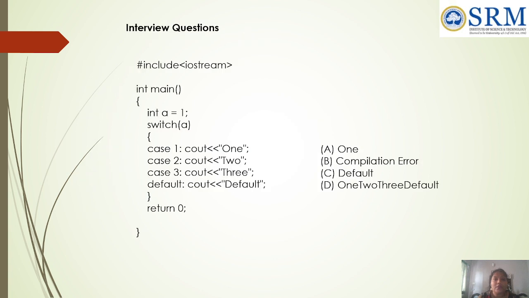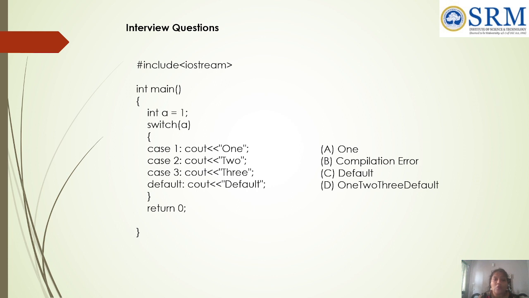This question is a switch statement. A is 1 here, switch of 1. Case 1, cout, it will print 1. Case 2, it will print 2. Case 3, it will print 3. By default, it prints default. So what will be the answer here? If you see, case 1 will be printed, one will be printed. Since there is no break statement here, it goes to case 2, prints 2, case 3, prints 3, and default. So here the answer is D, 1, 2, 3, default.